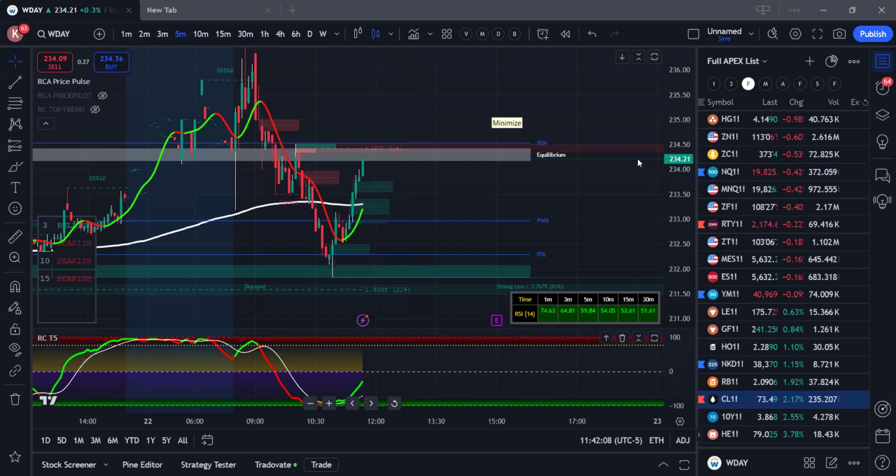Yeah, it works for India stocks. It works for anything: currencies, forex. You can do it for anything.